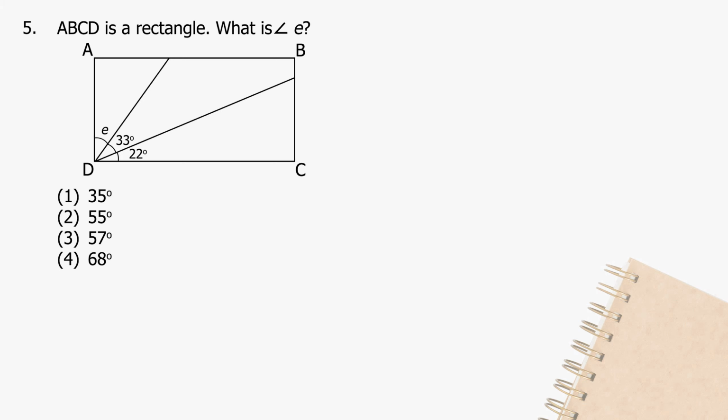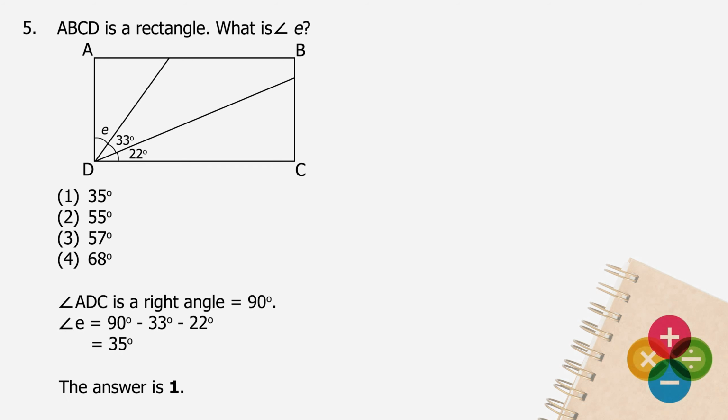Question 5. ABCD is a rectangle. What is angle E? Angle ADC is a right angle, which is 90 degrees. Angle E will be, subtract 90 degrees from 33 degrees, and then from 22 degrees, and the difference is 35 degrees. The answer is 1.